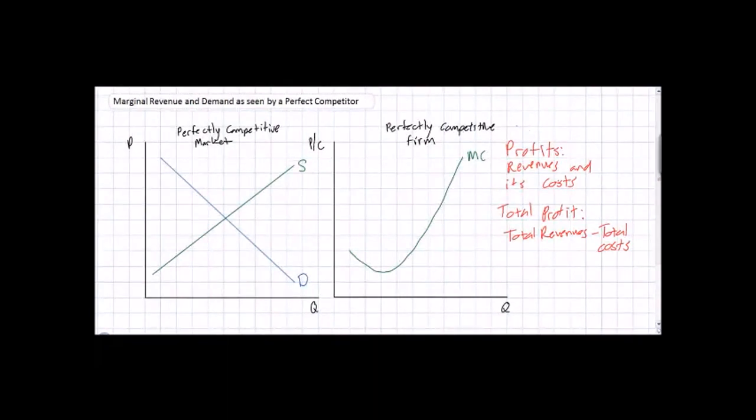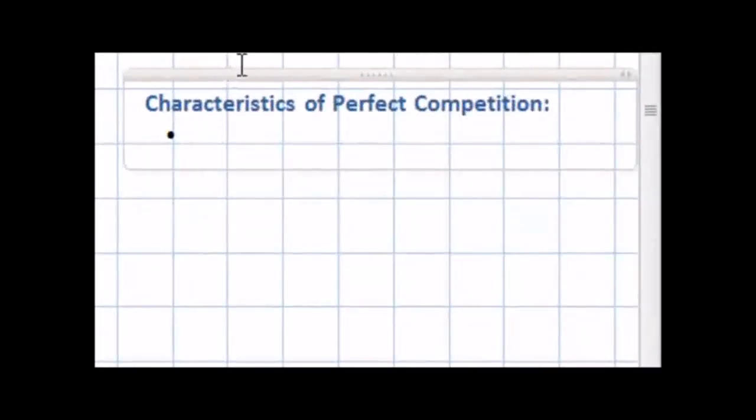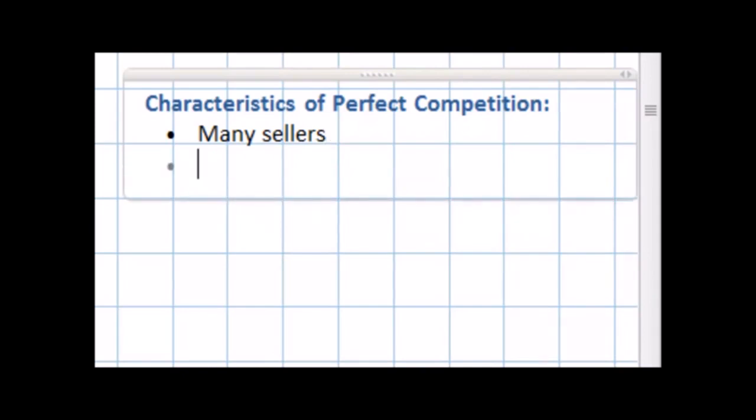Let's go over quickly a few of the characteristics of perfect competition. Firstly, a perfectly competitive market is one with many sellers. Many sellers, meaning maybe even hundreds or thousands of sellers. There has to be a large number of firms in order for a market to be considered perfectly competitive. Secondly, each of these sellers has identical costs. Each seller is the same.